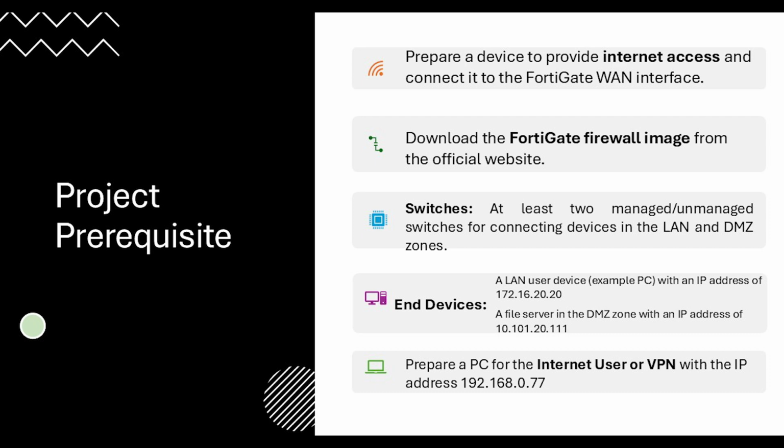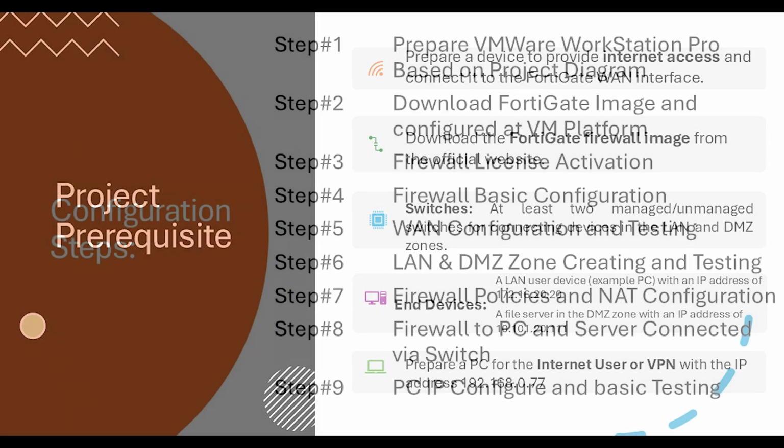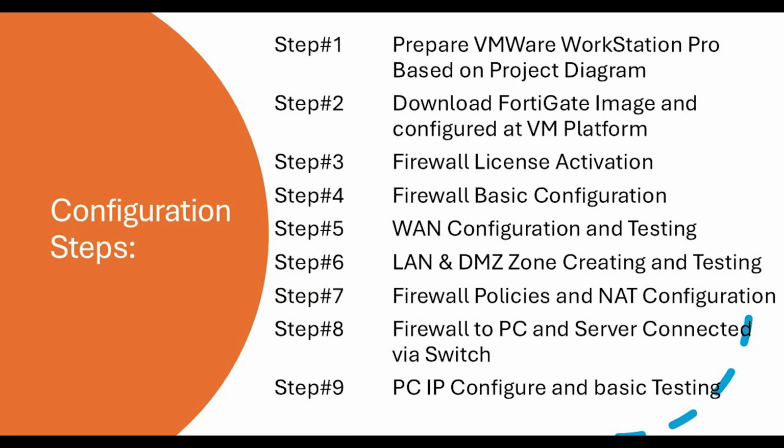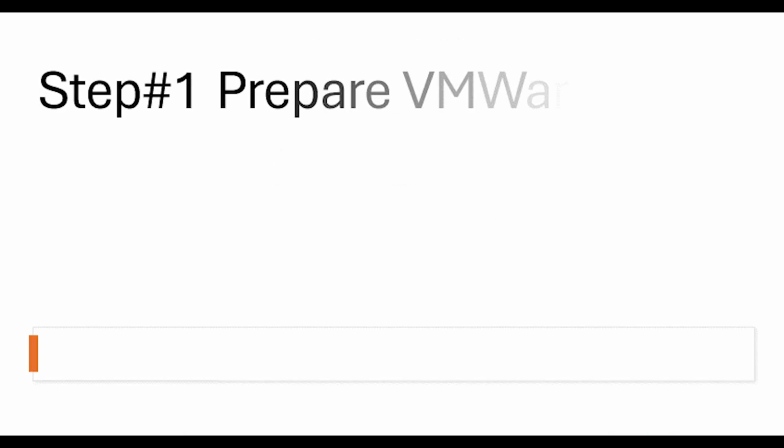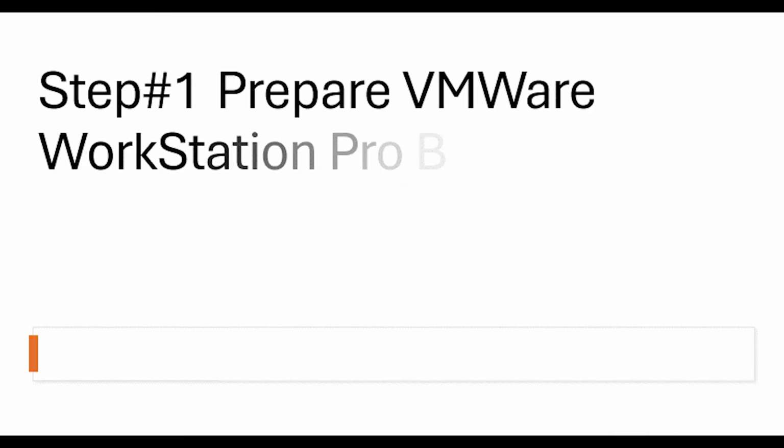And prepare a PC for the Internet user or VPN with the IP address 192.168.0.77. We are following the steps to configure the project. The project steps are shared in the description. Prepare VMware Workstation Pro based on the project diagram.